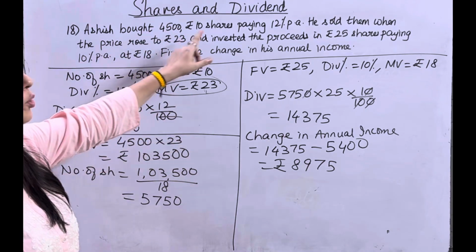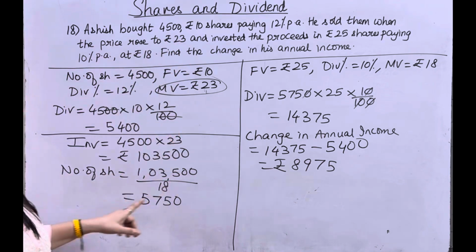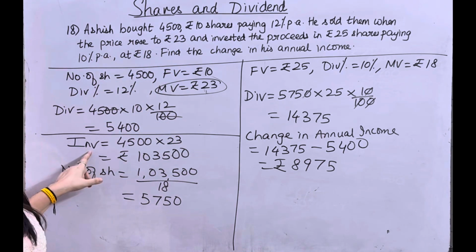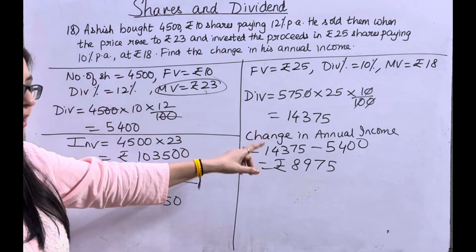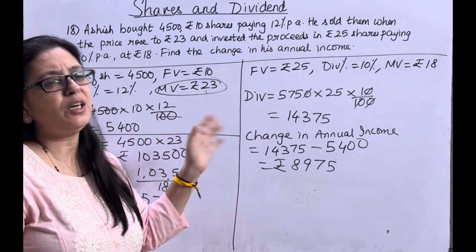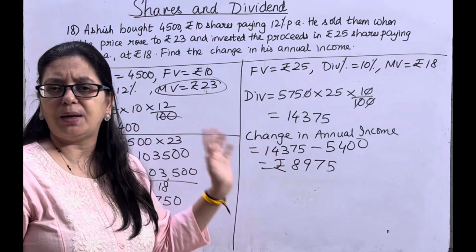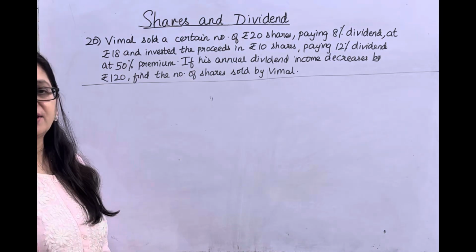First part of the question, you found the dividend. Okay. Now you invested the proceeds in another share and the market value was 25. You found the investment. Based on the investment, first thing you found the number of shares because you wanted to find the dividend. Then you found the change in the annual income, which is first dividend or second dividend, whichever is greater, that minus the other one. Okay. Chalo, let's do the next question. Let's do the 20th question.